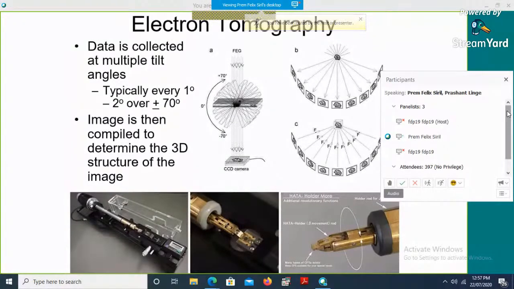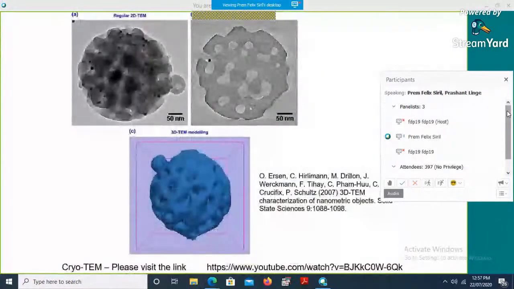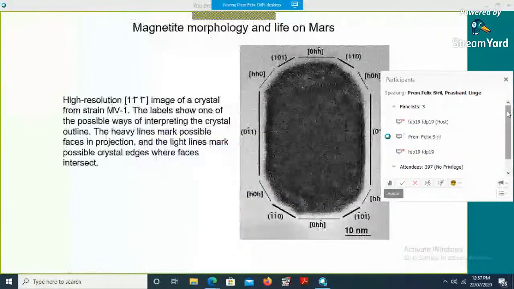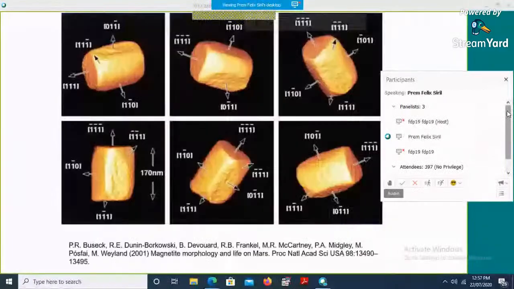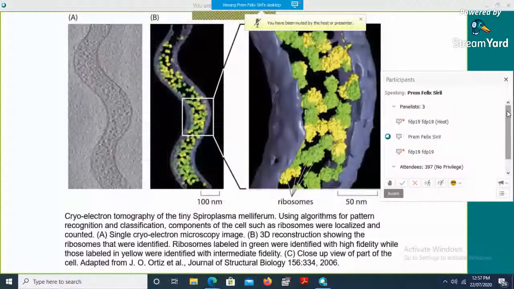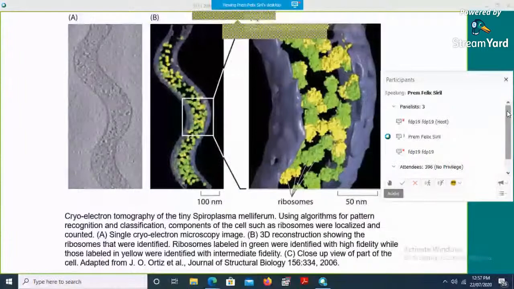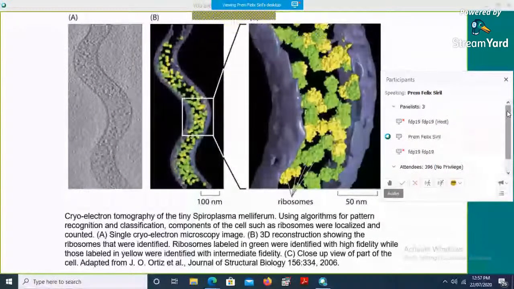So I have given a few examples. By using 3D tomography, you can actually create three-dimensional images of biological structures and materials. I don't have much time to go into more detail. So here you can see that three-dimensional images of biological samples are possible by using it.